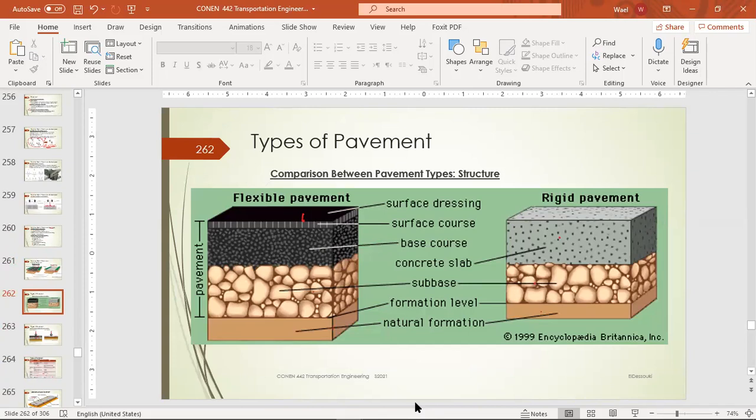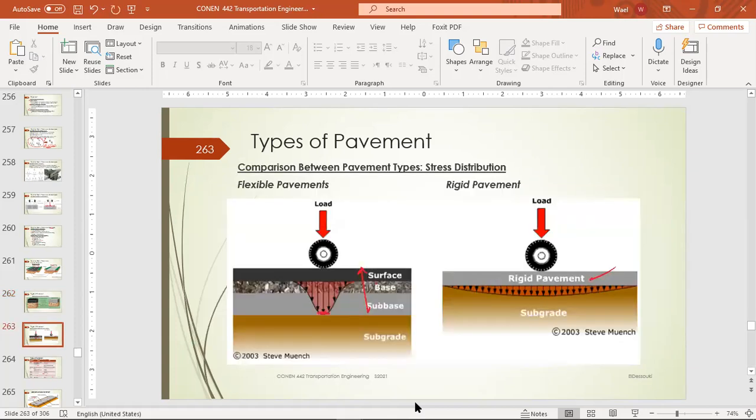That's the natural formation. That's the sub-base. It's common for both. But for the flexible pavement, we have a base course, a surface course, and surface dressing, to make the pavement a little bit smoother. For the rigid pavement, it's just two layers. We have the sub-base and the concrete slab. This slab might be plain concrete or reinforced concrete, either way. It depends on the type of loading and the nature of the natural formation or the soil.